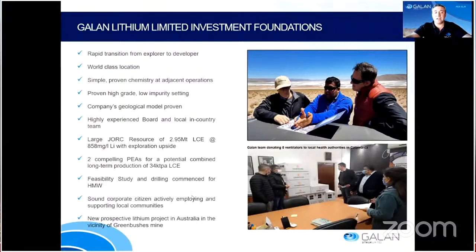We have 2 studies. We're moving very fast in our DFS study. We also are actively employing local people. 70% of our local force is from the province of Catamarca, by the way. So we have a very strong flavor locally. And we have Greenbushes.